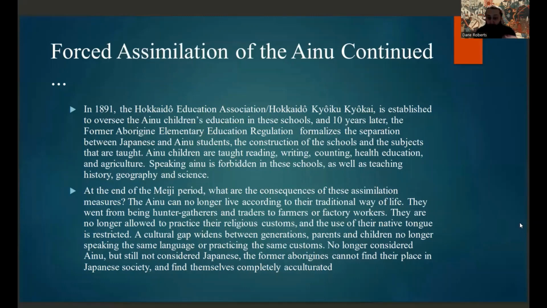The cultural gap widens between generations. Parents and children no longer speak the same language or practice the same customs. No longer considered Ainu, but still not considered Japanese, the former Aborigines cannot find their place in Japanese society and find themselves completely acculturated.